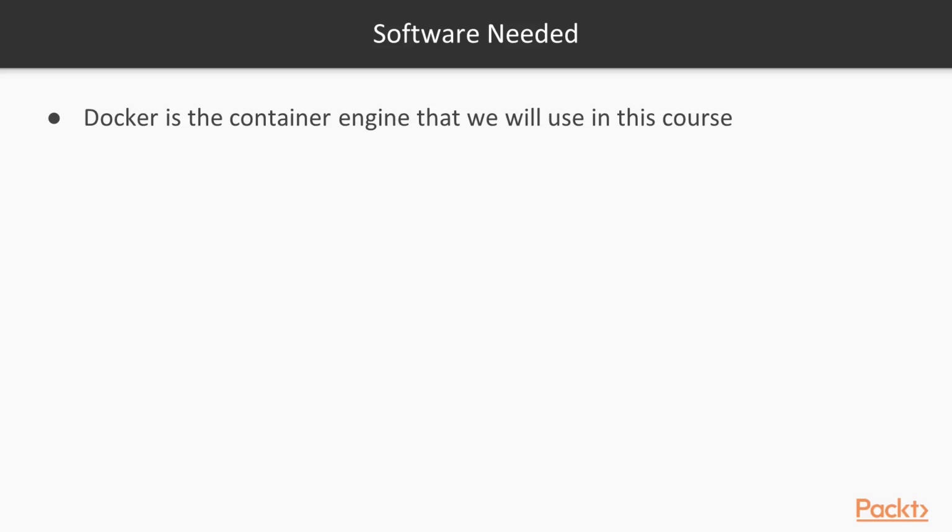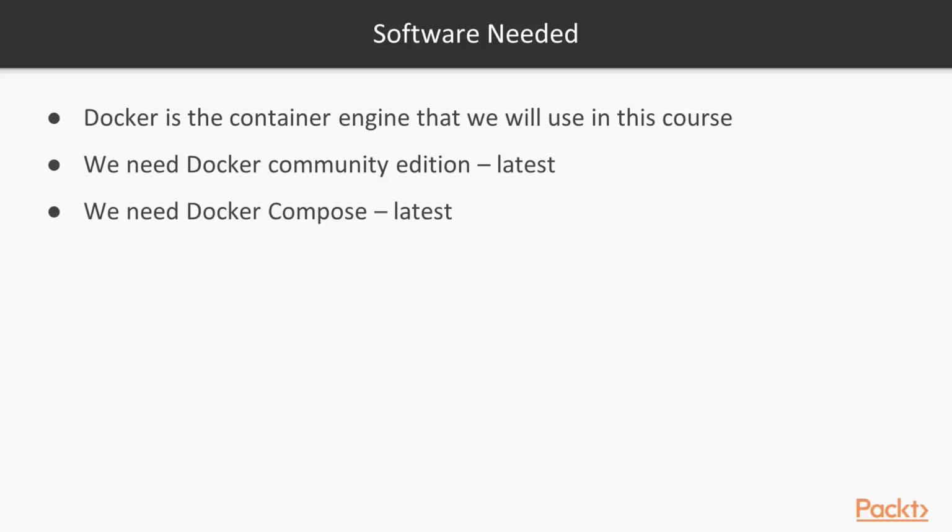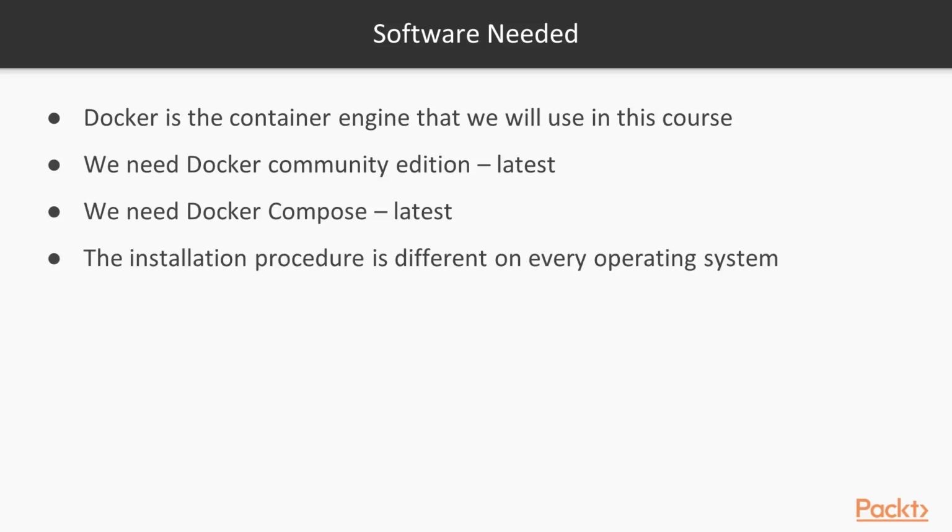We need Docker, of course. Docker is the container engine that we will use in this course. We are using the Docker Community Edition and the latest version. We need Docker Compose. Again, use the latest version. The installation procedure is a bit different on every operating system, but both Docker and Docker Compose are available for macOS, Windows, and Linux, like Ubuntu or Linux Mint, for instance.